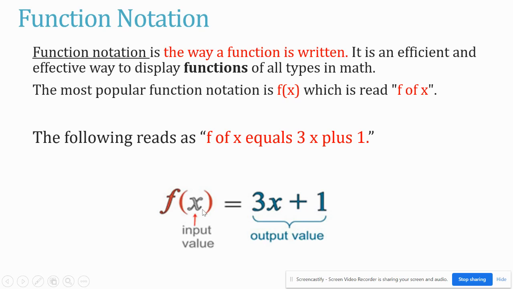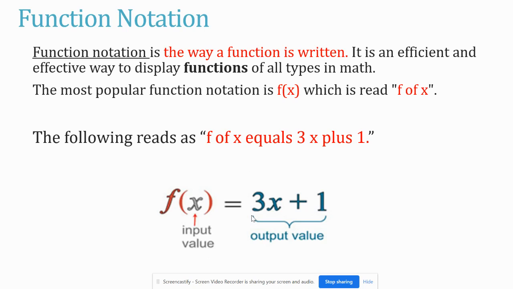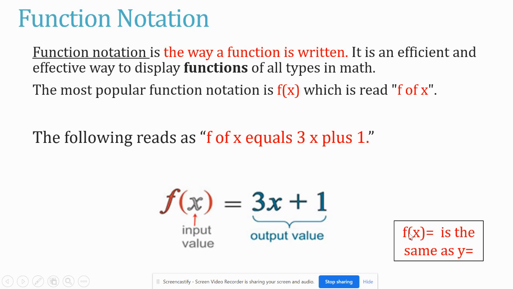So the x value, which is in the parentheses, is always our input value. Whatever number is in this set of parentheses is going to be our input value. And then this whole thing is equal to the output value. When we evaluate functions, you'll have a better idea of what that really means. And just so you know, f of x is the same as saying y. So f of x equals is the same as y equals. It's just a fancy way of saying it. It's just function notation. But we could easily write this as y equals 3x plus 1, and it represents the same thing.